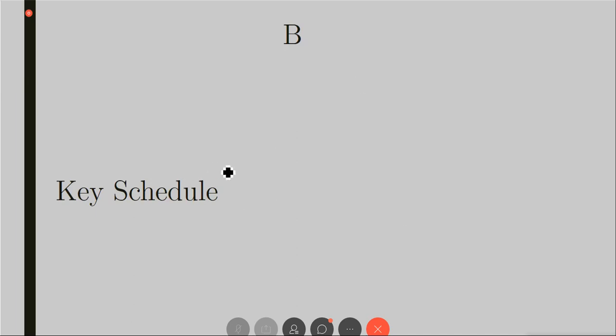The second part of this lecture goes into the key schedule. Okay? Part A was the encryption process. Part B is what happens to the key.